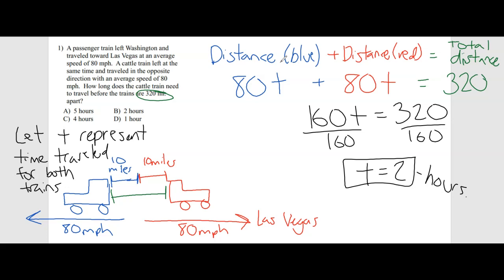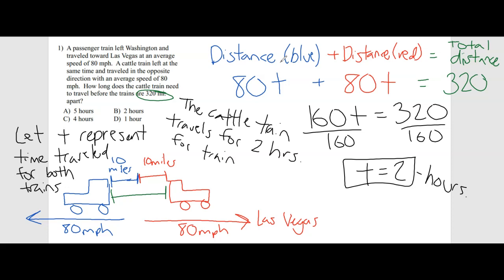And it is good to write a sentence, so we'll say the cattle train travels for 2 hours for trains to be 320 miles apart.